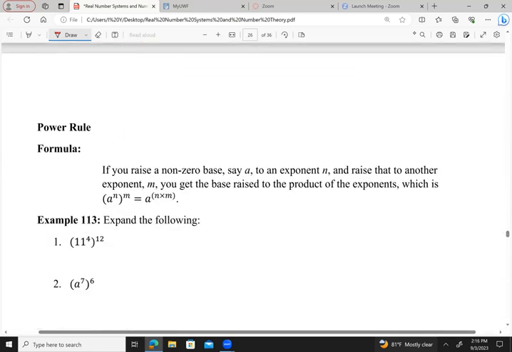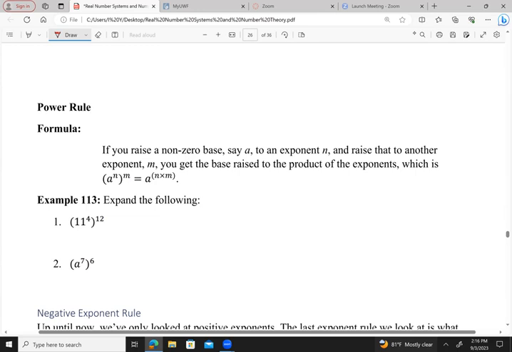Next thing we have is called the power rule. If you raise a non-zero base, say a, to an exponent n, and then raise that to another exponent m, you get the base raised to the product of the exponents. If I take a to the n and raise it to the m power, that is essentially a to the n times m. So in this case, I have 11 to the 4 times 12, which is 11 to the 48. Here I have a to the 7 times 6, which is a to the 42nd.